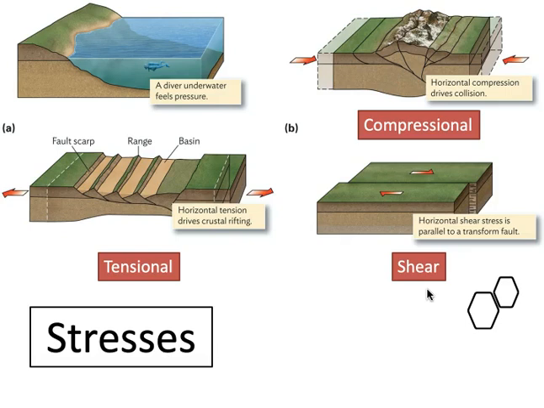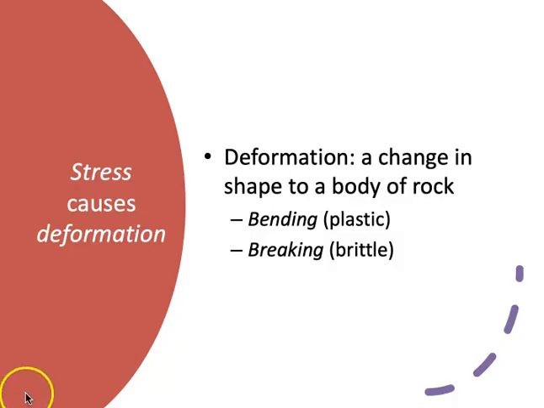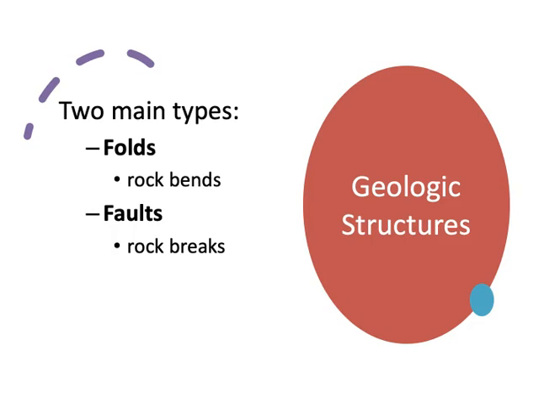So why all the stress? The rock making up Earth's crust is stressed out because of plate tectonics, the interaction of the plates along plate boundaries. Convergent, we're going to have mostly the compressional stress. Divergent, tensional, transform, shear. Stresses cause deformation to a body of rock, which changes its shape through bending, through plastic or elastic deformation, and breaking, known as brittle deformation. Bending and breaking change the geometry of the rock of the crust, making geologic structures. Deformation makes geologic structures which include folds and faults, where the rock has been bent or broken.